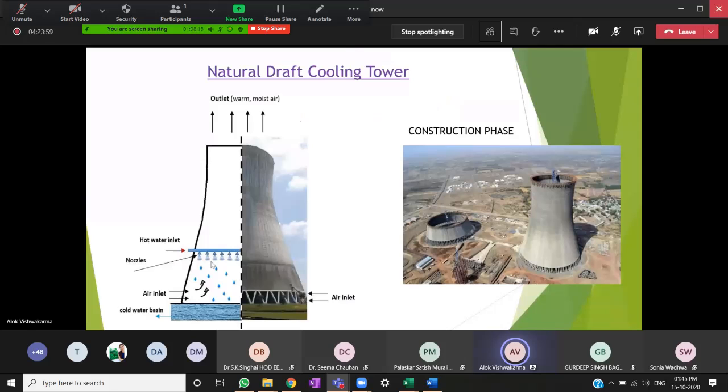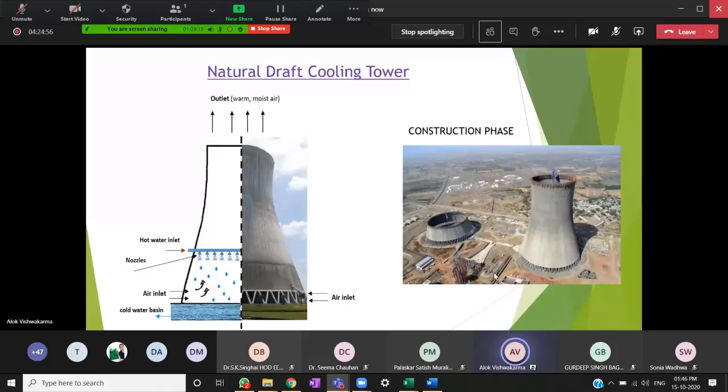So this hot water is sprayed, and the civil design is such that there is air flow from bottom to top. So hot water is sprayed, then air inlet is from this side, and air is taking the energy from this hot water. The water is getting cooled and coming to the cold water basin, and then warm air is going upside. So this is the principle of the natural draft cooling tower, and this is a photo from one of the sites in the construction phase, how it is constructed. It is a tall building, so a risky one also. So we have to be very, very careful.